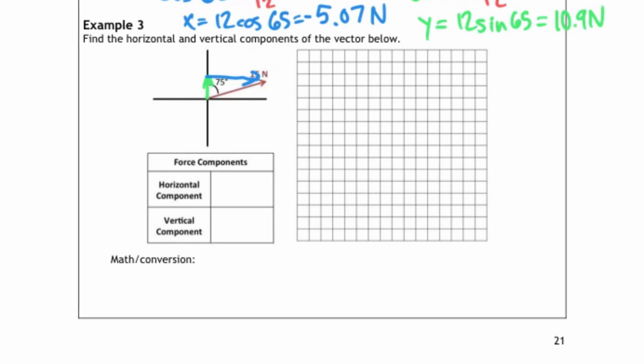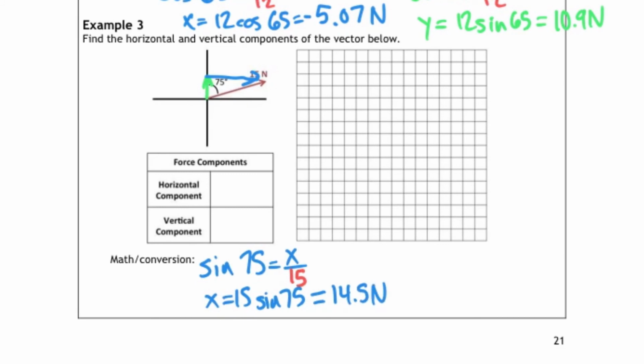I'll start again with the horizontal component. Since this angle is measured from the y-axis, not the x, this is actually now the opposite side. So I'm going to actually want to use sine. Sine 75 equals that component divided by the hypotenuse, which here was 15. Plugging that into a calculator gives me 14.5 newtons. So the horizontal component is 14.5 newtons.